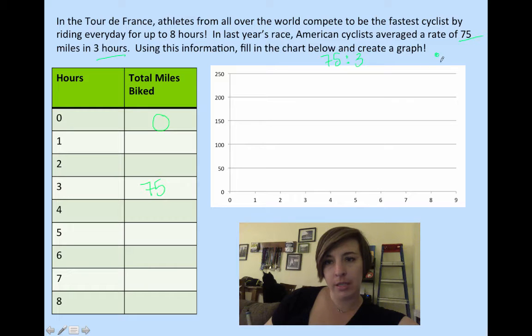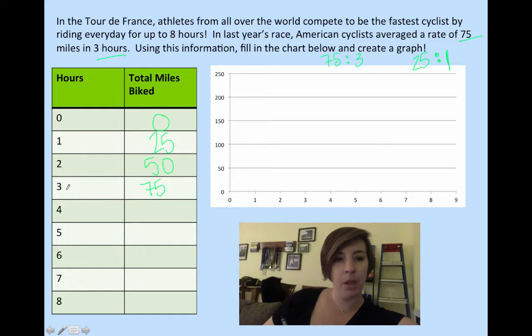So, to get from 3 to 1, we have to divide by 3. 3 divided by 3 is 1. 75 divided by 3 is 25. So in 1 hour, they go 25 miles. Again, here we're counting by 25s. Here we're counting by 1s. 0, 25 in 2 hours. So 1 times 2 is 2. 25 times 2 is 50. 1 times 3 is 3. 25 times 3 is 75.